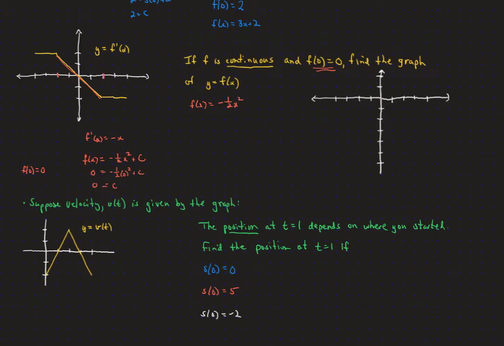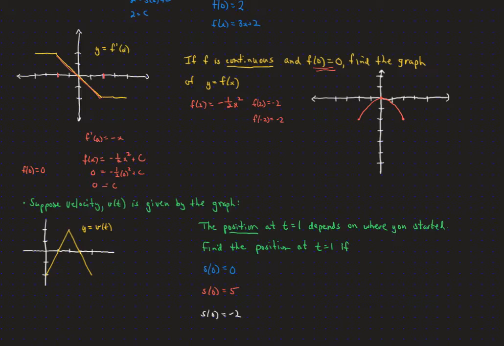Let's see. At 0, we have 0. When we plug in 2, f of 2 is going to be 2 squared, which is 4, times negative 1/2, which is negative 2. So at 2, we're going to be at negative 2. F of negative 2 is negative 2 squared, which is 4, times negative 1/2, which is also negative 2. So we're also going to be there. This is going to be a parabola that opens down. So far, this is what we know about our graph of f of x.